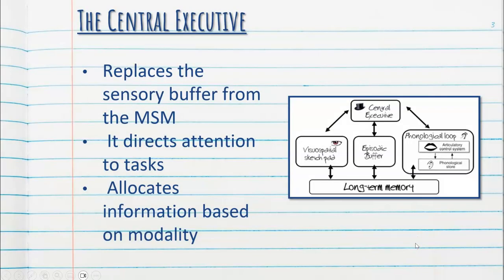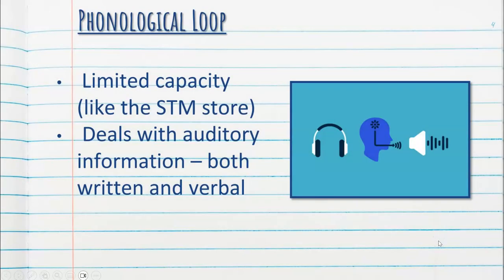So let's look at the sections of the working memory model. We have our central executive. This replaces the sensory buffer from the multi-store model, or the modal model of memory. It directs attention to certain tasks based on the mode in which the information is being presented to us. We then have our phonological loop. It is limited in its capacity, like the short-term memory store. This deals with auditory information, both written and verbal, so what we hear.